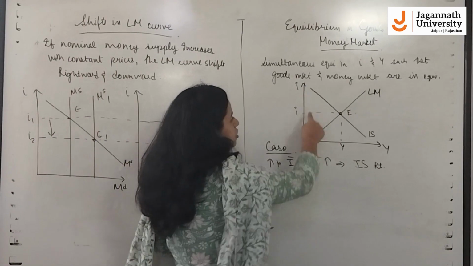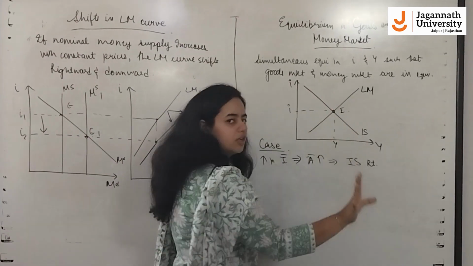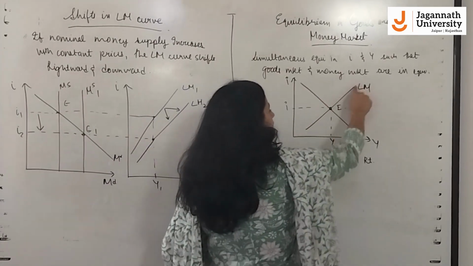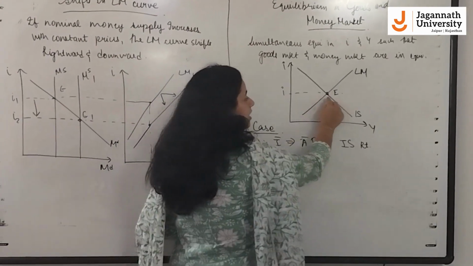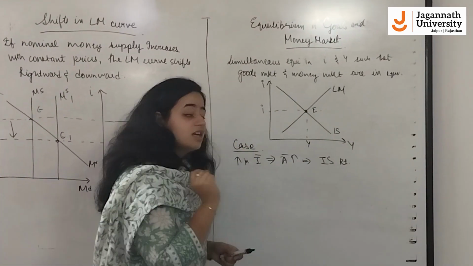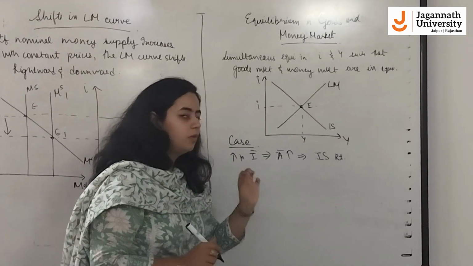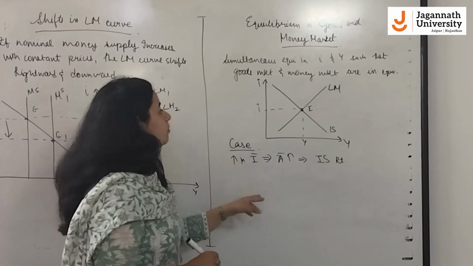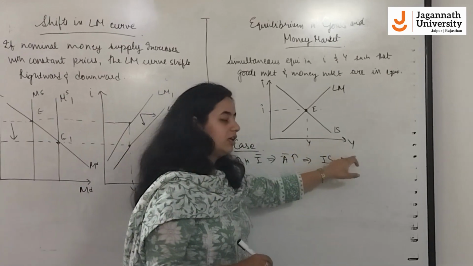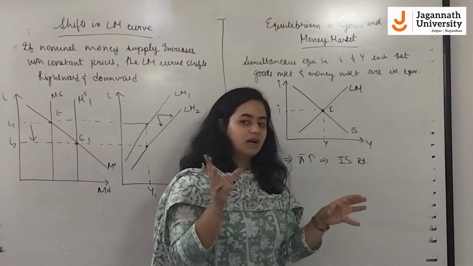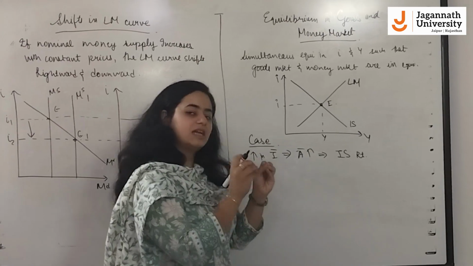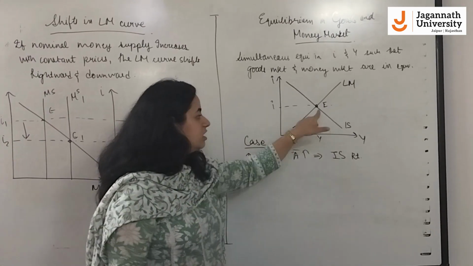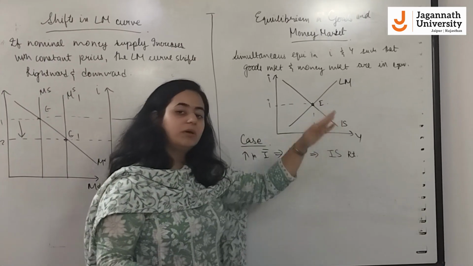तो IS क्या शो कर रहा है? हर वो जगह जहाँ गुड्स मार्केट इक्विलिब्रियम पर है. LM क्या शो कर रहा है? हर वो जगह जहाँ मनी मार्केट इक्विलिब्रियम पर है. इन दोनों का इंटरसेक्शन मतलब पॉइंट E क्या शो कर रहा है? At that point E, it is a combination of interest rate and income such that both the money market and the goods market are simultaneously in equilibrium. इस पॉइंट पर गुड्स मार्केट भी इक्विलिब्रियम पर है, मनी मार्केट भी इक्विलिब्रियम.